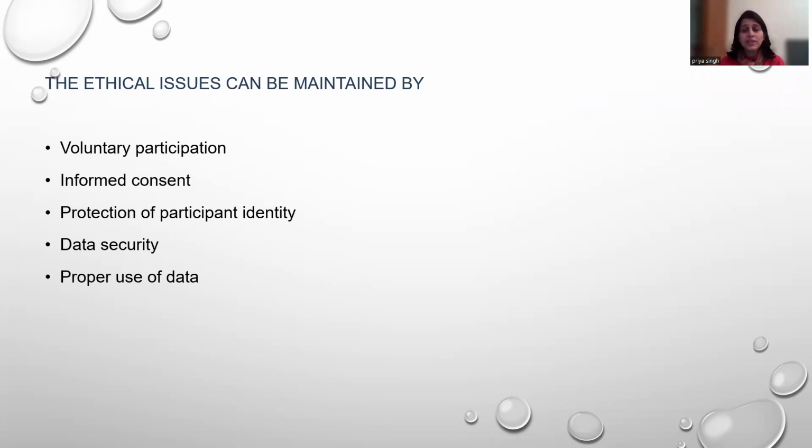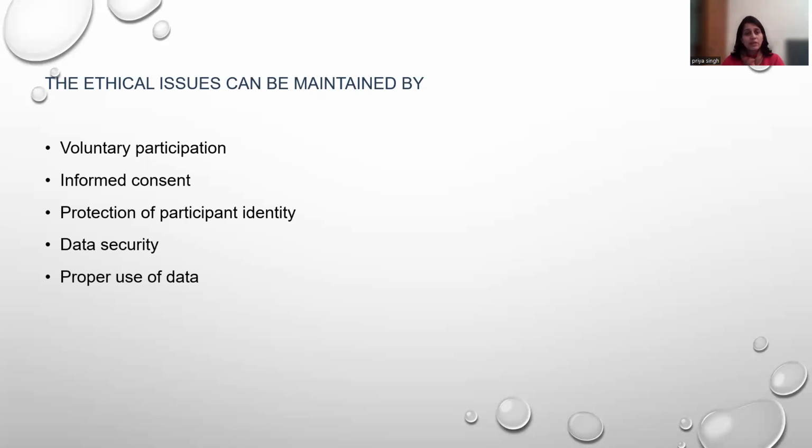These ethical issues can be maintained by voluntary participation. That is, anyone who is providing us information should be a willing participant. We should inform that participant why the information is being collected from him or her, and we should obtain permission to collect information prior to using a specific data collection method or tool. That is, we should have an informed consent.